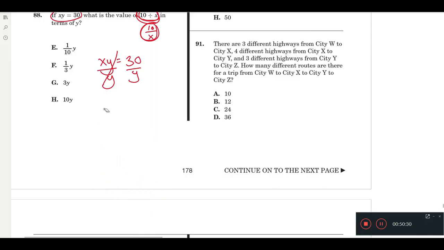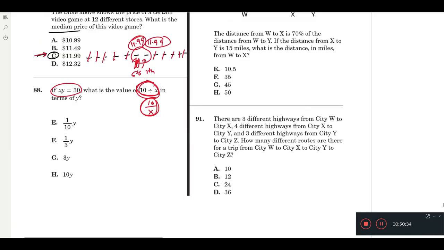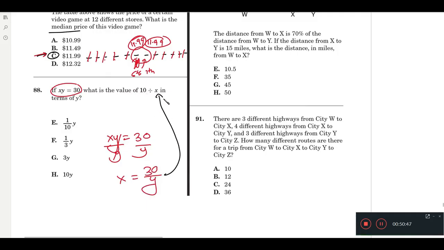It says xy equal to 30, right? If you solve for x, x is equal to 30 over y. Take a look at it. Just 10 divided by x. That's what they want, right? So you can just plug in x here. So 10 divided by x is what? 10 divided by 30 over y.